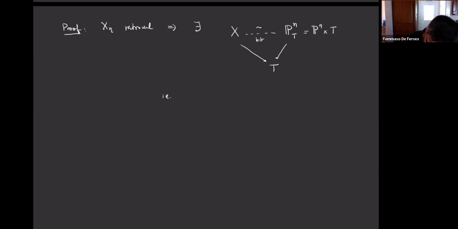i.e., there is an isomorphism between the fields. With isomorphism, go the other way, it doesn't matter. And this isomorphism is defined over the function field of T.